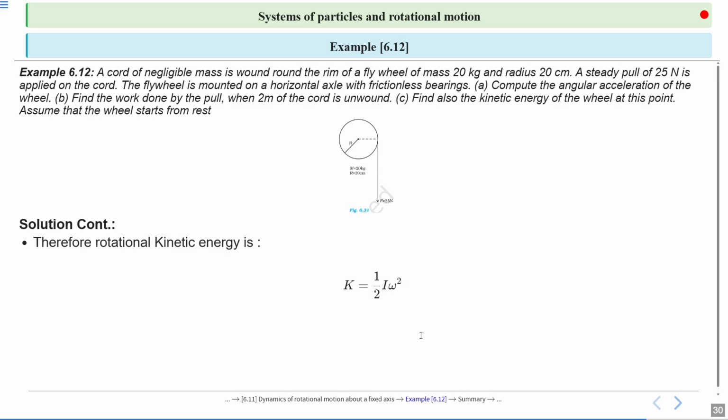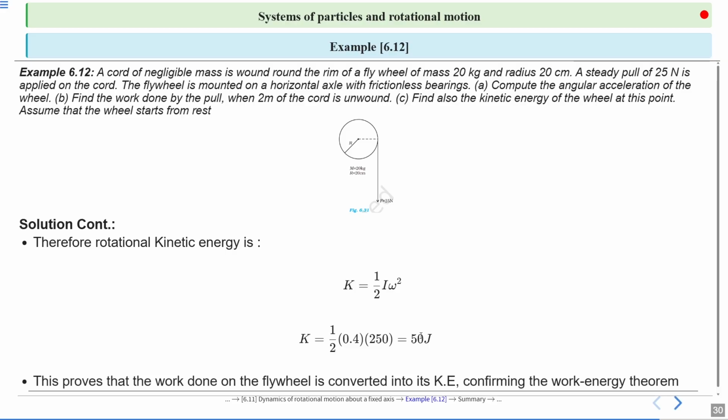Therefore, rotational kinetic energy K is equal to half I omega square. Here I is the moment of inertia. So just put the value of moment of inertia, that is 0.4, and omega square, that is 250, which we already calculated. Calculate and you will get 50 joule. So we can say rotational kinetic energy is 50 joule. This proves that work done on the flywheel is converted into kinetic energy, confirming the work energy theorem.